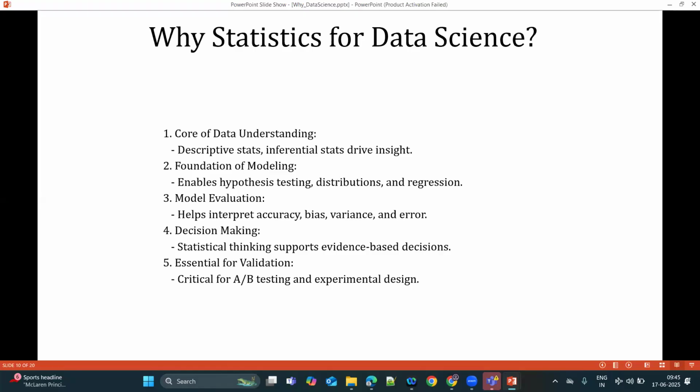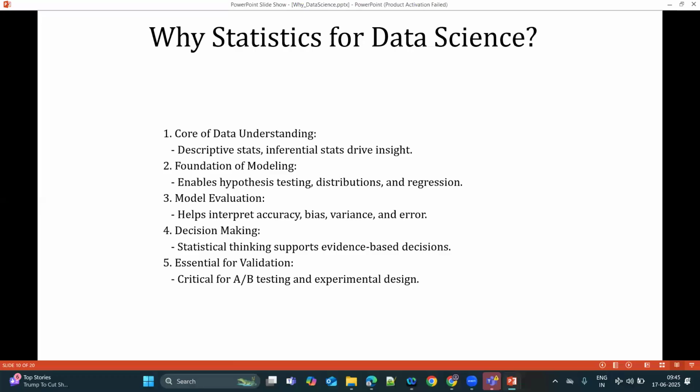For model evaluation, say we trained the model on the data and it is giving good results. How will you get to know whether the model is giving good results or not? How will you evaluate the model? By using stats only, we interpret the model evaluation: the accuracy, whether there is any bias, any variance, or any error in the model. And for decision making, in some scenarios we go for the statistical approach to show how evidently the model is working fine.